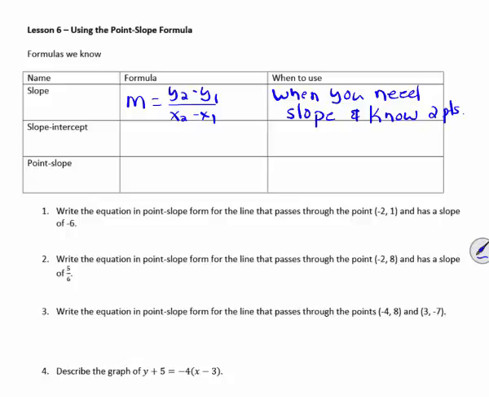Okay, slope-intercept form, which is kind of our basic form of the equation, which is y equals mx plus b. Right? When do you use it? When you know slope and you know the y-intercept.